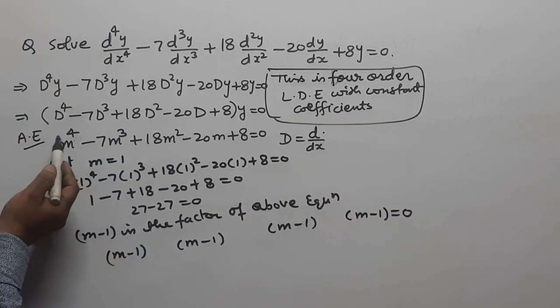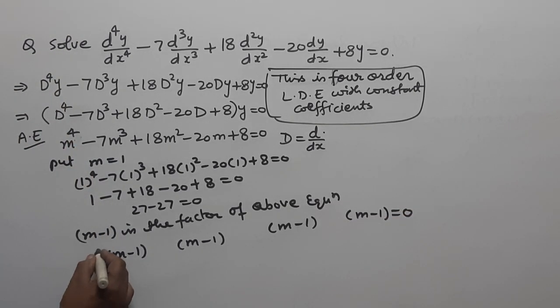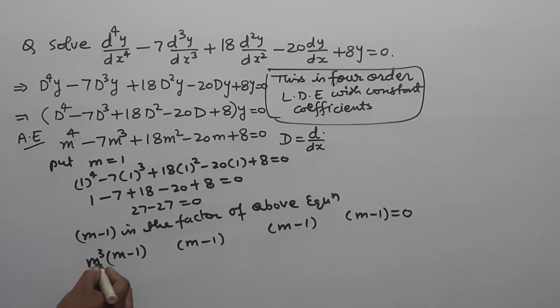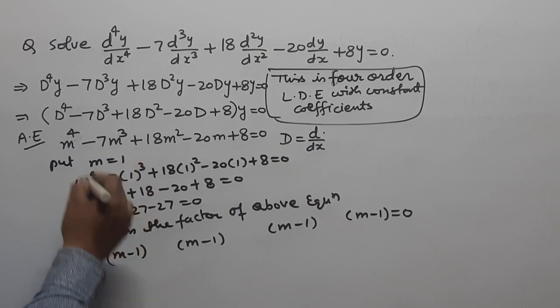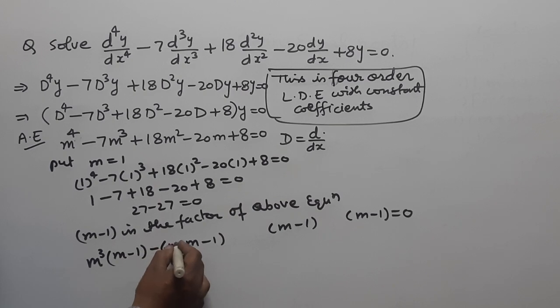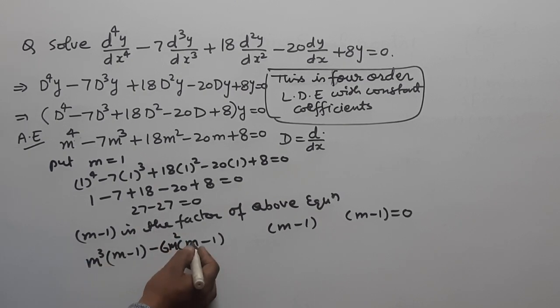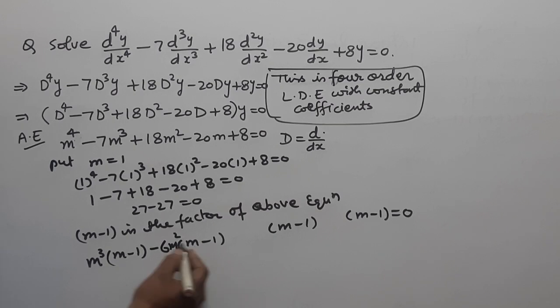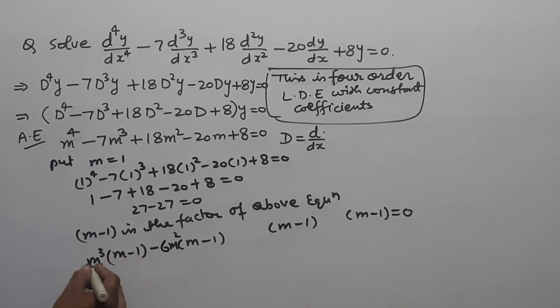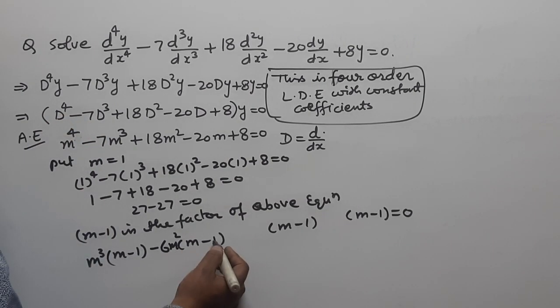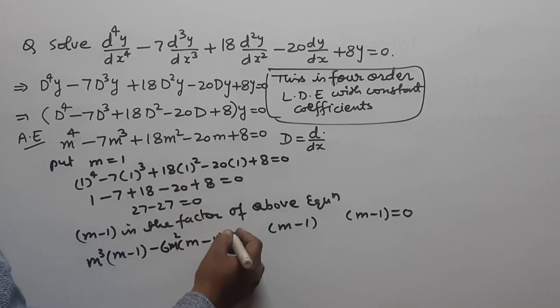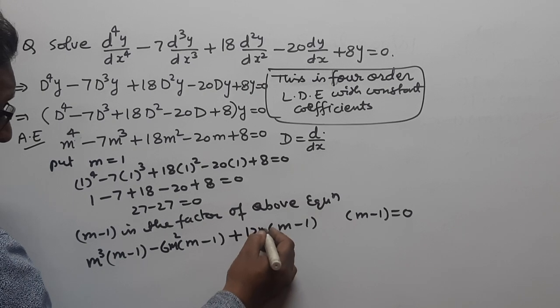You can see here we get m to the power 4, so we multiply here m cubed. If m cubed is multiplied by m, we get m to the power 4. M cubed multiplied by minus 1, we get minus m cubed. And here this is minus 7m cubed, so we multiply here minus 6m squared. Minus 6m squared multiplied by m gives minus 6m cubed, and m cubed multiplied by minus 1 gives minus m cubed, so this is minus 7m cubed. Minus 6m squared multiplied by minus 1 gives plus 6m squared. Here 18m squared, so 12 is less, so we multiply here 12m.